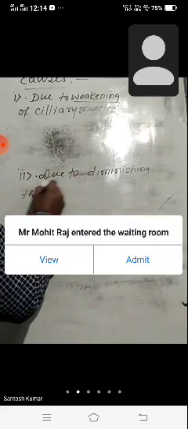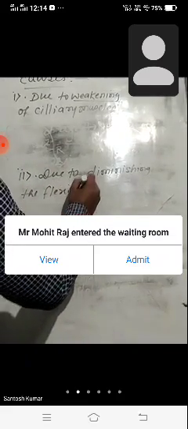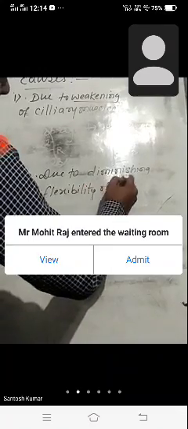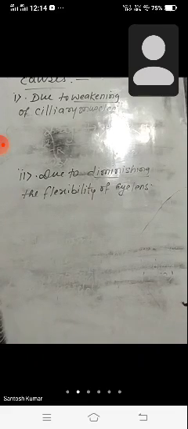Diminishing means decreasing. Diminishing the flexibility of eyelens, means the flexibility of the eye lens will decrease, it will slowly slow down, that is the diminishing. If you are unable to understand the meaning of diminishing, you can simply write decreasing. I am just writing here. If it is diminishing, you can also write decreasing.